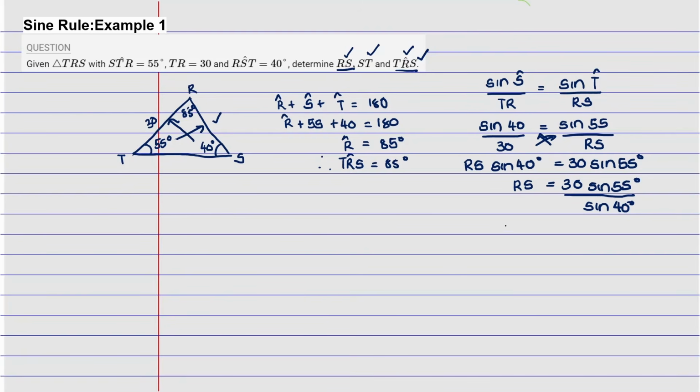Punch that into the calculator. When you punch that into the calculator, you find that RS is equal to 38.2. So that is going to be RS, and we have that one sorted. We know that this is 38.2. Now we need to solve for TS.